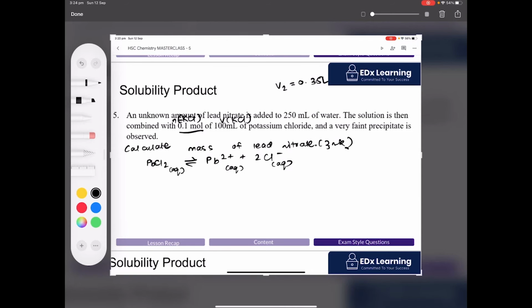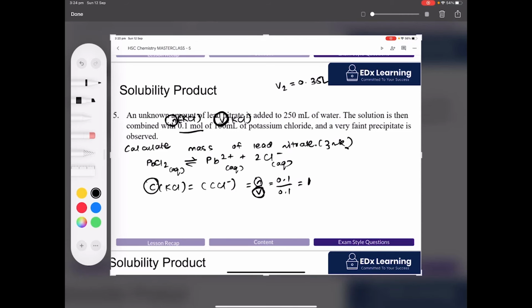Good. So first you found the initial concentration of potassium chloride, which is equal to the concentration of chloride ions, which is equal to N on V, which is 0.1 divided by 0.1. Isn't that 1? Wait, isn't it 0.1 times 0.1? This is an N value. This is a V value. C is equal to N divided by V.